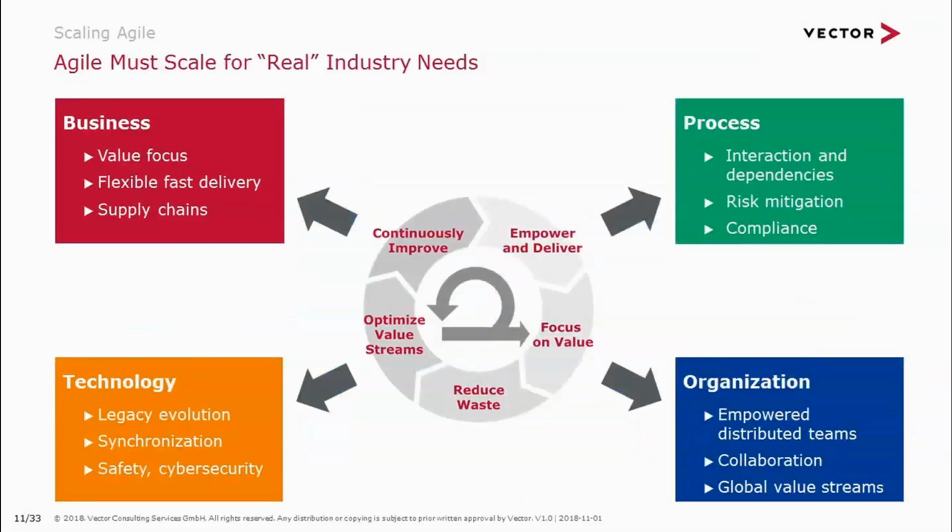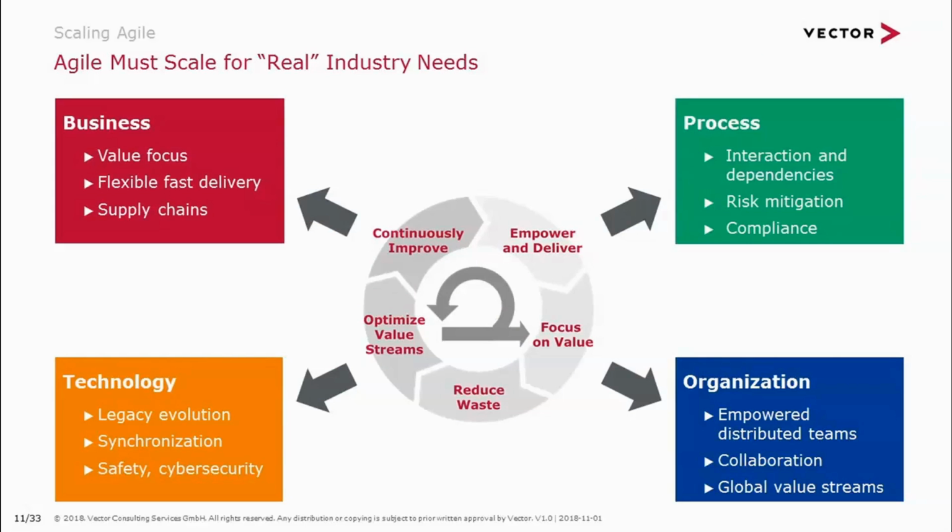So agile, in order to scale, must perform towards real industry needs, and that has the 4 dimensions of business, process, organization, and technology. What I mean with these 4 different dimensions is that obviously we have always the business dimension. Remember the magic triangle with the cost and efficiency and market pattern, which means that we have to focus on flexible delivery, on value, on supply chains, which can be flexibly adjusted.